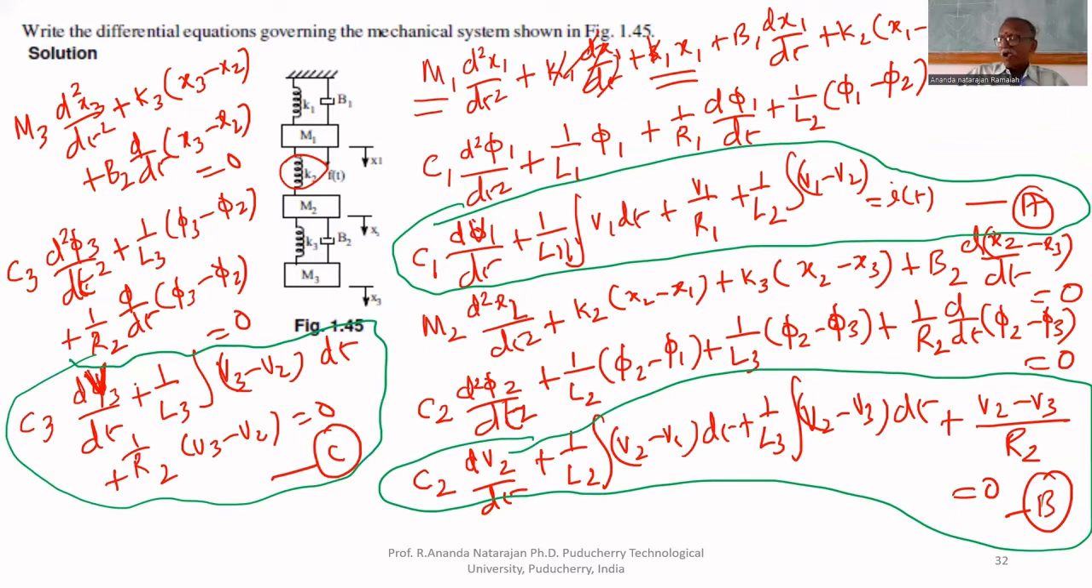Reverse process. So the first equation consists of how many elements? 1, 2, 3, 4, 5 elements, including I of t. How many voltages are there? V1, V2, V3. Therefore, 3 nodes are there. If you include one more reference node, 4 nodes are there. 3 equations means 4 nodes. One node will be taken as a reference node.